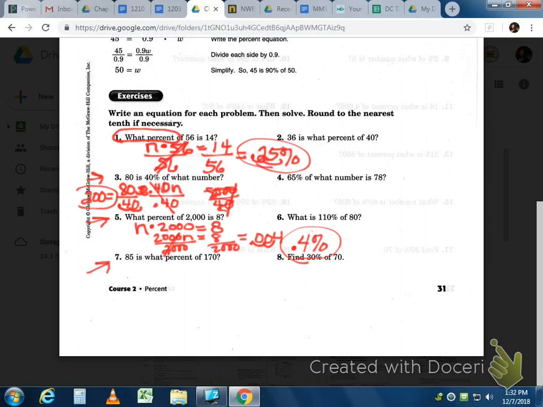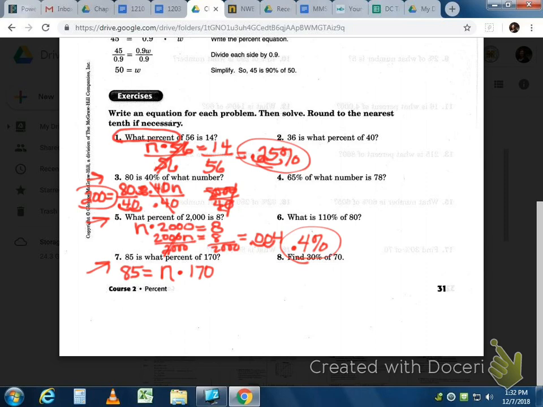Number 7. 85 is, where do we put for is? Equal. And then it says what percent? What do I put for what? What was in my notes at the top when I see what? N. And then what does of stand for? Times 170. So how am I going to solve 85 equals N times 170?